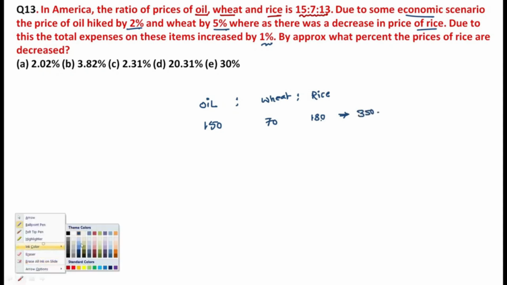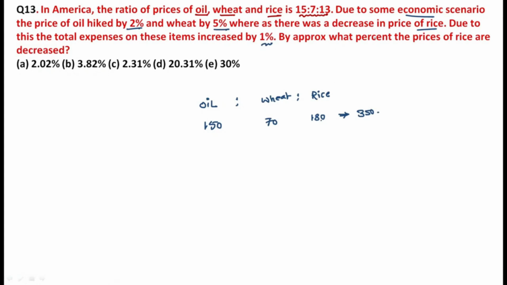Now, go through the information. Here some values are increased when compared to the previous values. In the economic scenario, oil is raised by 2%. What is the value of 2% here? It increases by 3 rupees, on 150. And the wheat is also increased by 5%. It increases by 3.5, so the total value is 73.5.